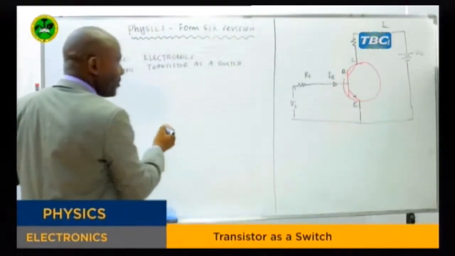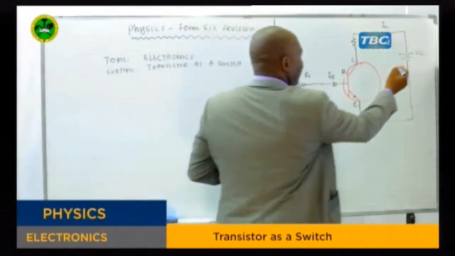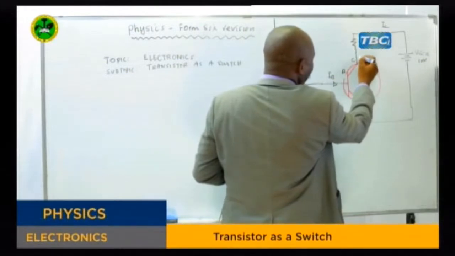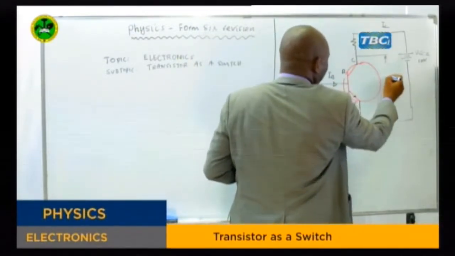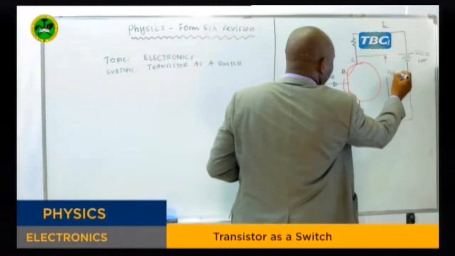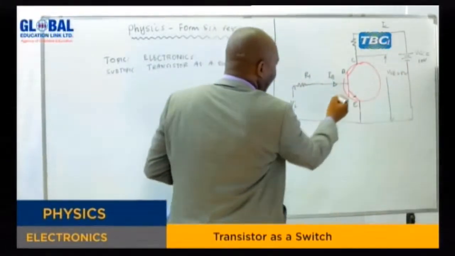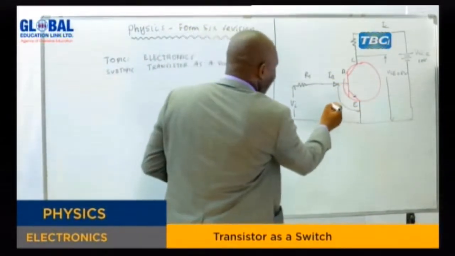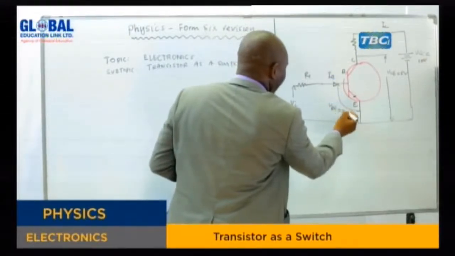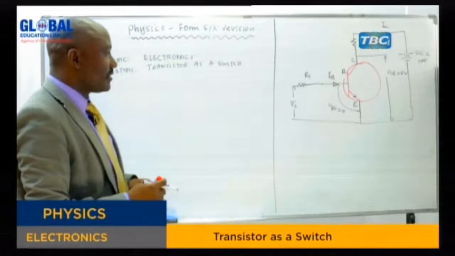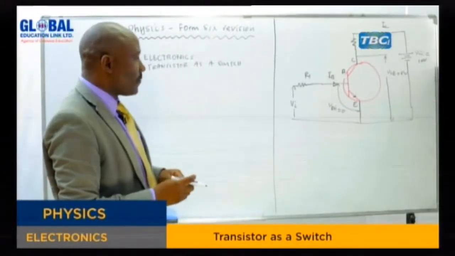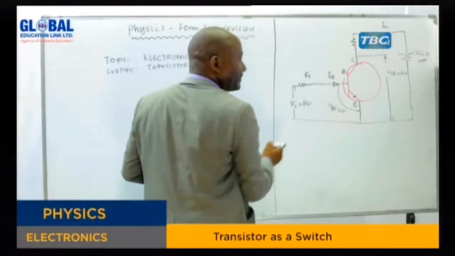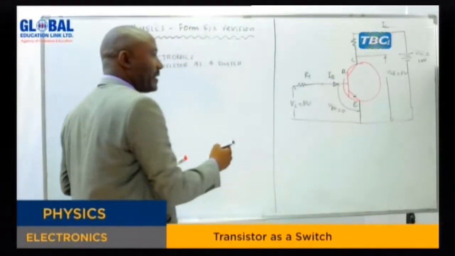From the information, we know that this value is equal to 10 volts, and the voltage across this junction here is VCE, equal to 5 volts. And this voltage here, we are told to negate, so it's VBE. We are told this is approximately 0. It's a very small value, and we are told to negate that. So we are given the input voltage here as 5 volts. So the base current and the collector current are given.